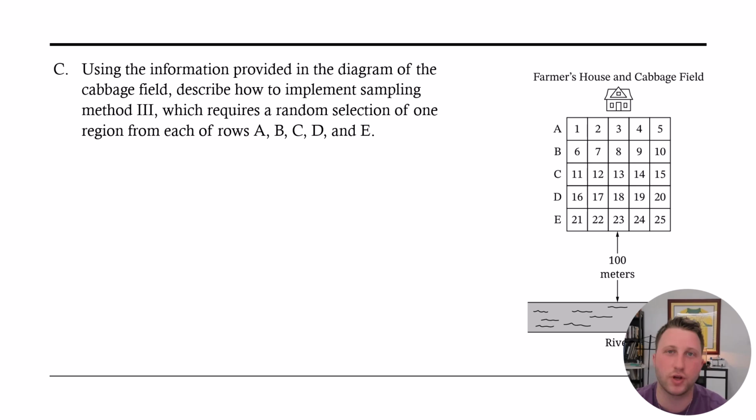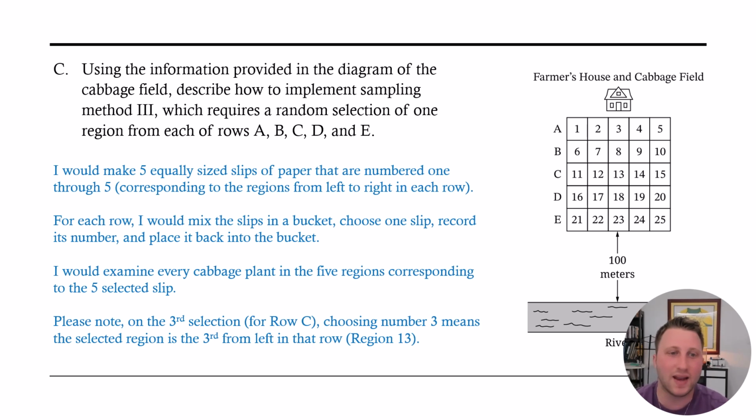Final part of question 2 takes us to sampling method 3, and it says, using the information provided in the diagram of the cabbage field, describe how to implement sampling method 3, which requires a random selection of 1 region from each of the rows. I said I would make 5 equally sized slips of paper that are numbered 1 through 5, corresponding to the regions from left to right in each row. For each row, I would mix the slips in a bucket, choose 1 slip, record its number, and place it back into the bucket. I would examine every cabbage plant in the 5 regions corresponding to the 5 selected slips.